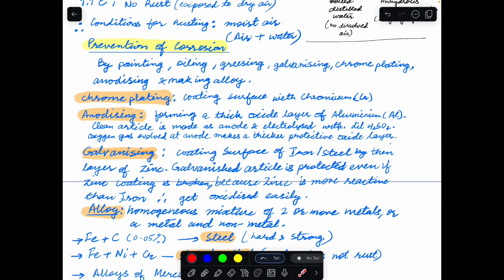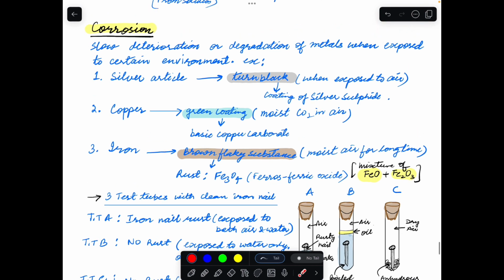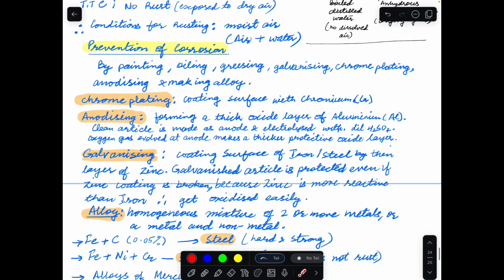So corrosion is a degradation process. It will damage our articles and utensils. Therefore, we should put a check on this, so we take some preventive measures. The different steps which we take for prevention of corrosion start with simple methods like painting.